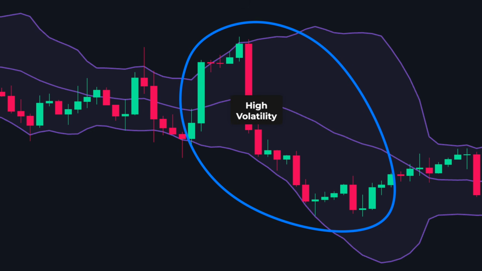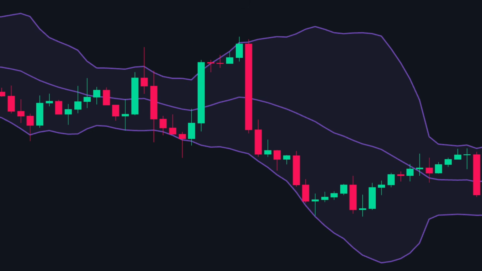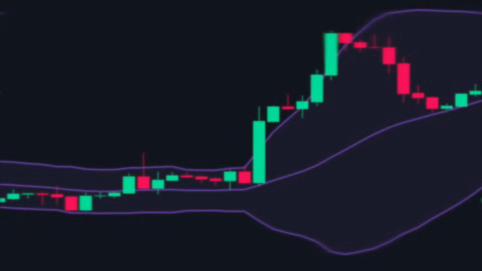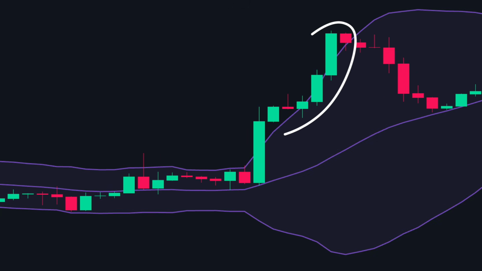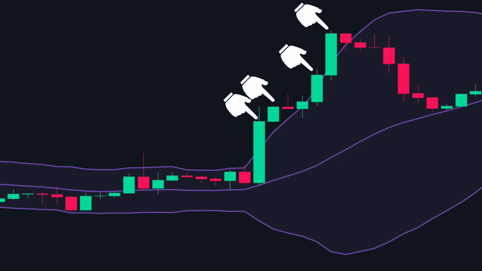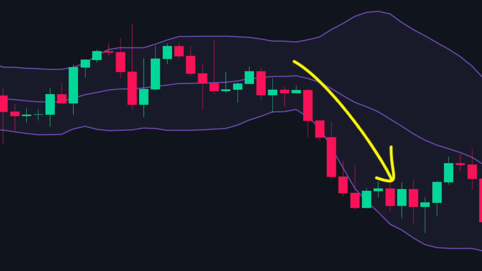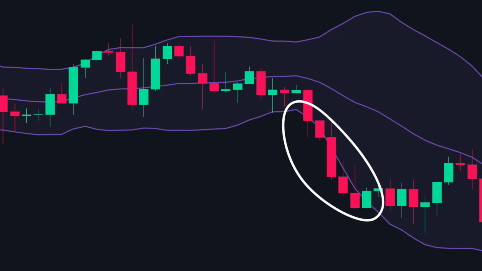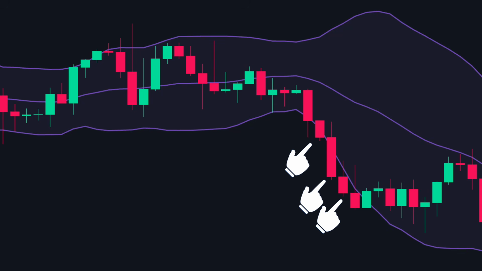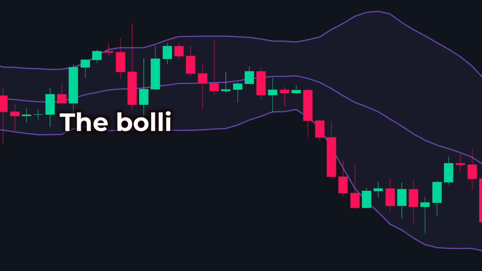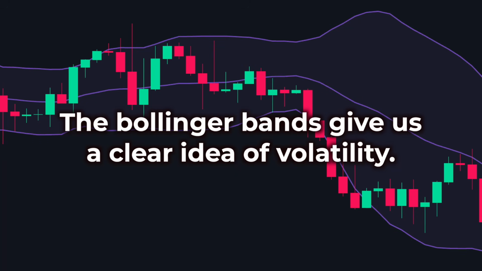During high volatility, the bands go wide, and the price moves extremely near the upper or lower band. In an up move, the price will stay near and around the upper band. The price may close a few candles above it without reversing. Similarly, in a down move, the price will stay near and around the lower band. A few candles can close below it without any reversal. Therefore, the Bollinger Band gives us a clear idea of volatility.